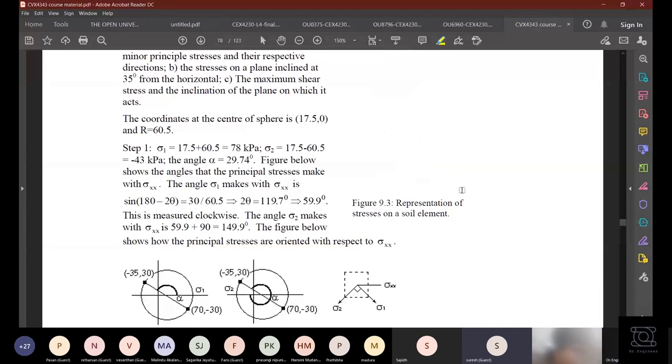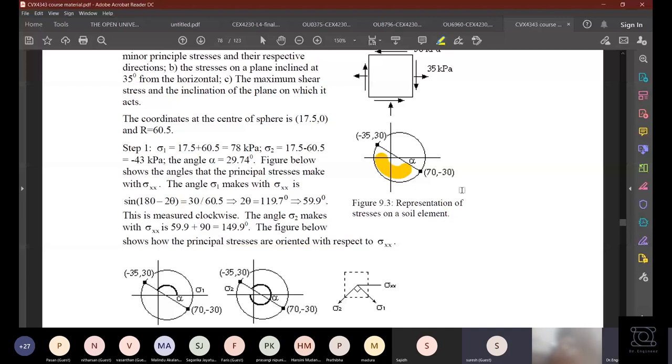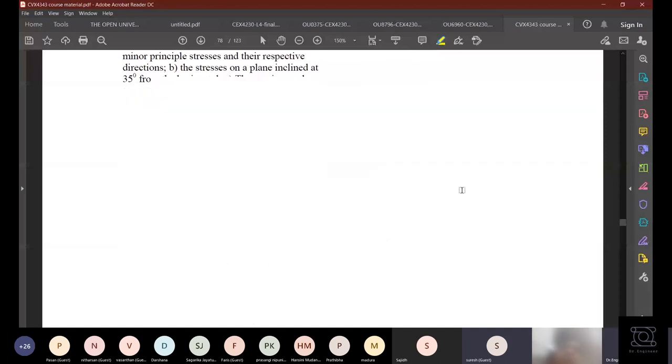After getting that value, we already know that in the B part they are asking for the stress on the plane inclined at 35 from the horizontal. Then we need to draw it in the Mohr circle in the anti-clockwise direction, from the 70 minus 30. Normally we draw like that. That's our normal way we usually do it, no? Yeah, that 180 minus 2 theta is the issue, right?